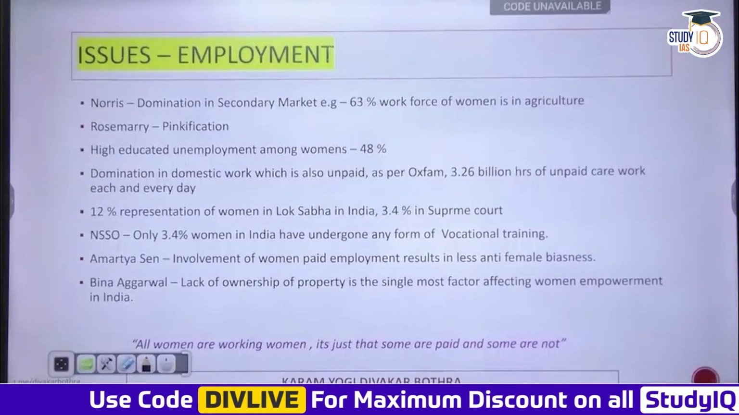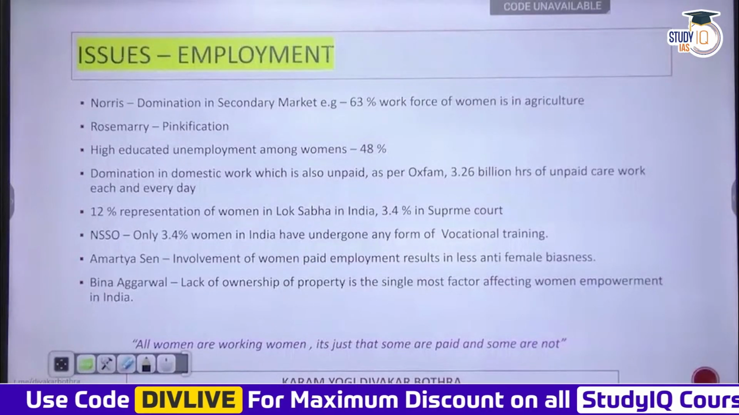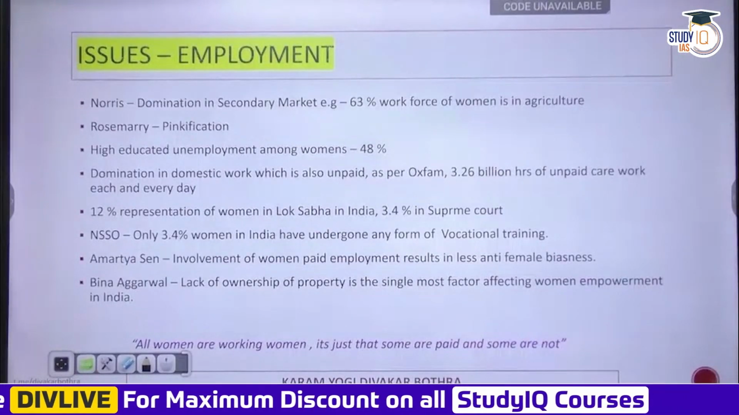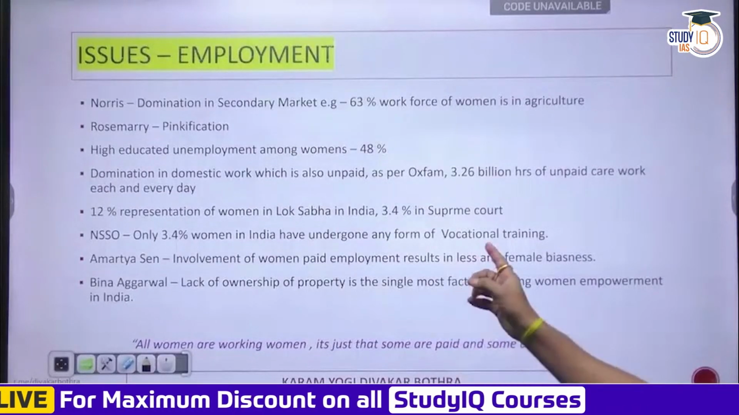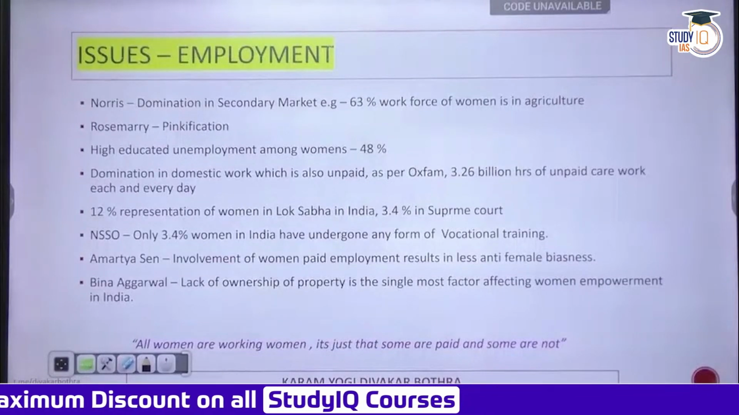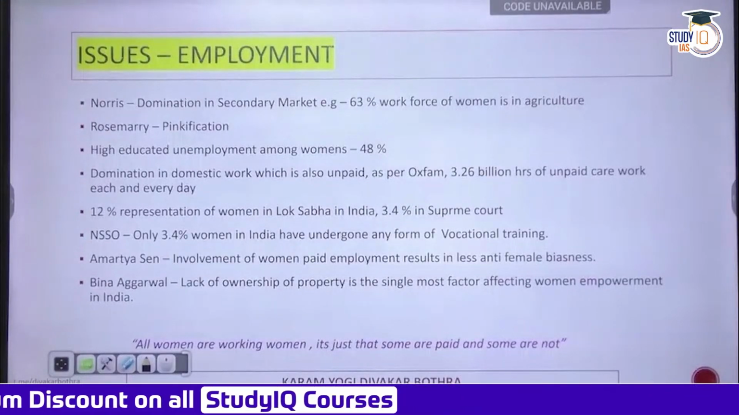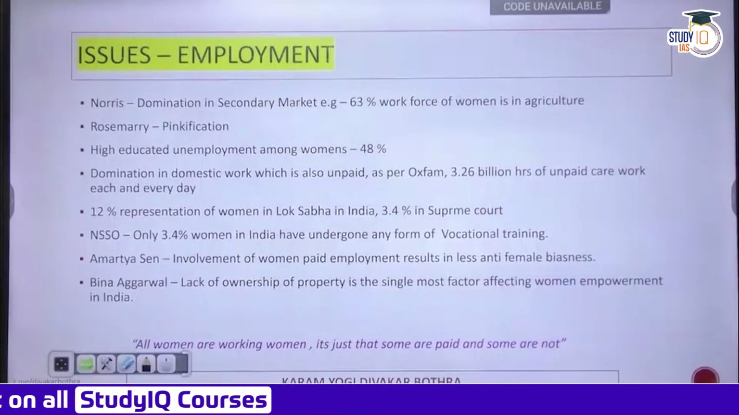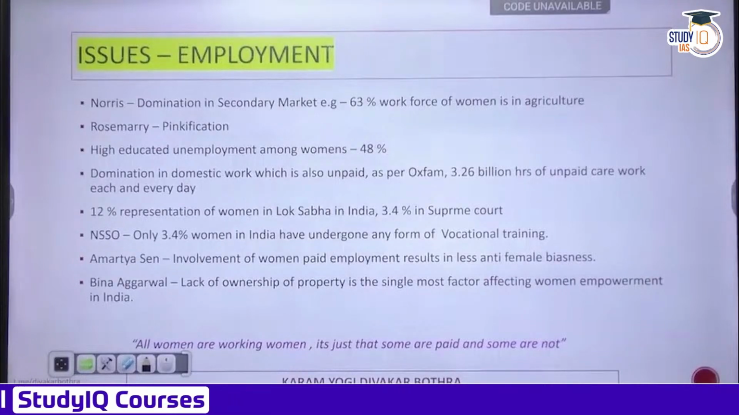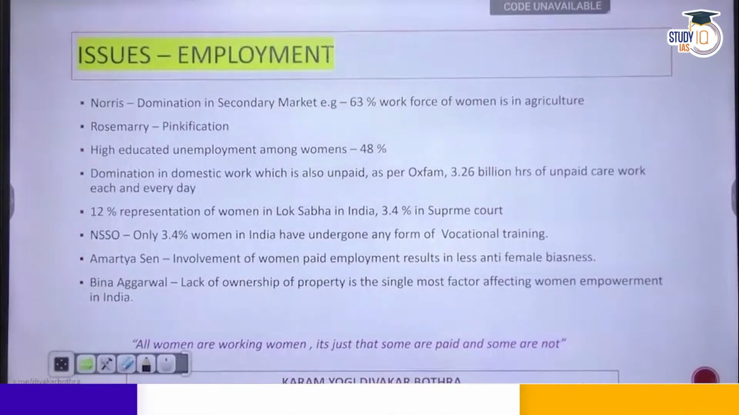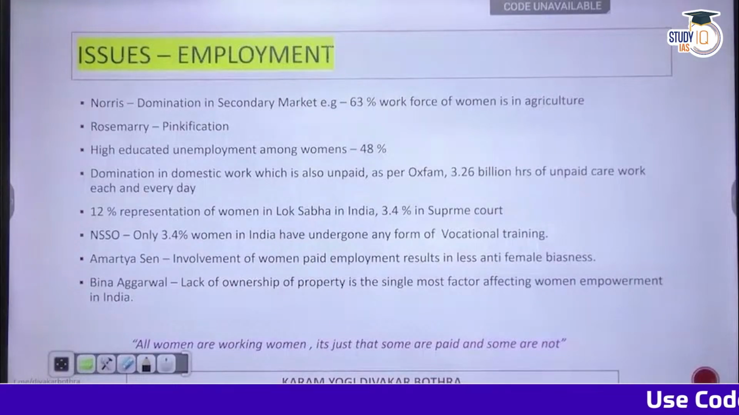Third point, highly educated unemployment among women. This is a serious problem, and there are multiple causes for this. Let's take an example. The fact given here is that 48% of women in India are highly educated, but they are unemployed. Now, what could be the reason for this? One economic reason could be that they may not be sufficiently skilled. Yes, there is a possibility, because only 4% of women have any vocational skills. But beyond that, if we have to evaluate this from a larger perspective, what could be the reasons?